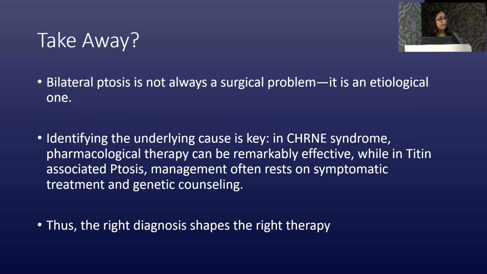What is the takeaway? That bilateral ptosis is not always a surgical problem. It's an etiological one. Identifying the underlying cause is the key. In CHRNE syndrome, pharmacological therapy works wonders. And in the second case, the symptomatic treatment and genetic counseling were the most important. Thus, the right diagnosis shapes the right therapy.